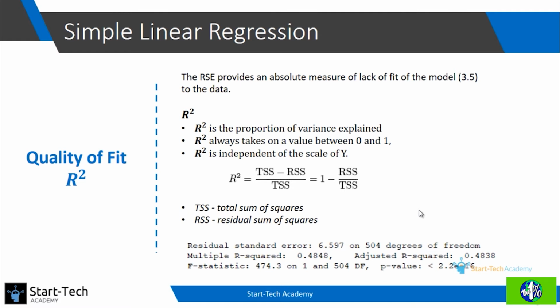Here is the mathematical formula for R square. R square is TSS minus RSS upon TSS, where TSS is the total sum of squares and RSS is the residual sum of squares.